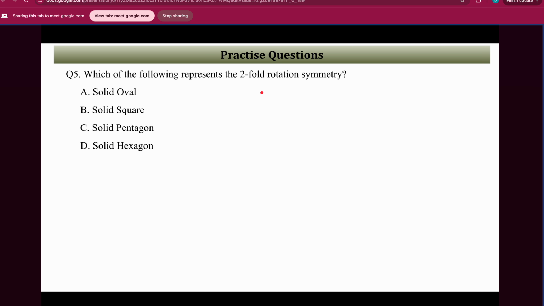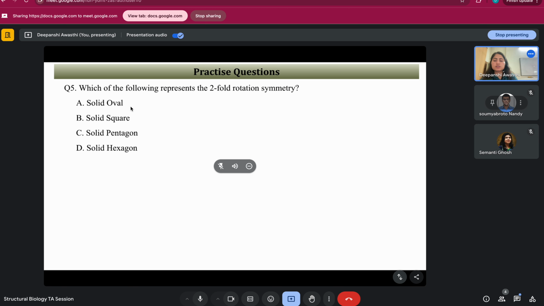Okay, now let's move to our fifth question. Which of the following represents twofold rotation symmetry? Solid oval, solid square, solid pentagon, or solid hexagon. Now you need to tell which of them has twofold rotation symmetry. Twofold symmetry means if we rotate it by 180 degrees two times, then it will come back to its original form.